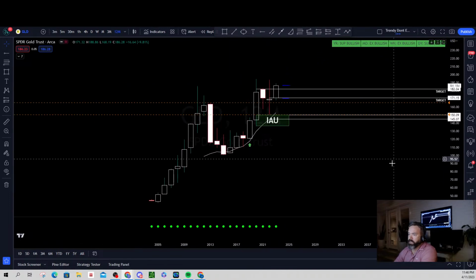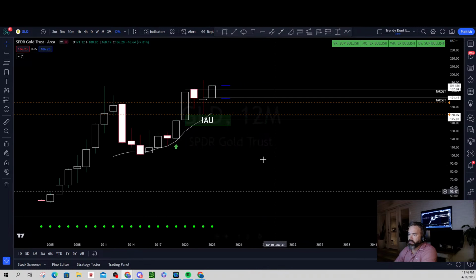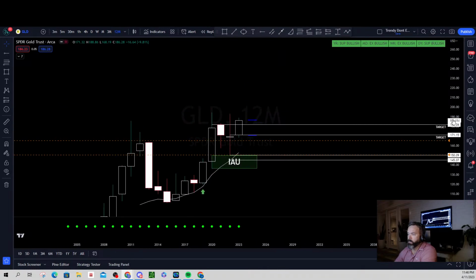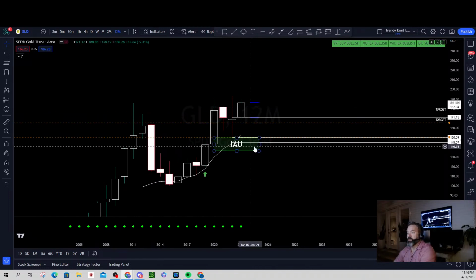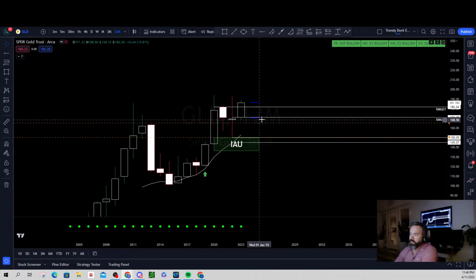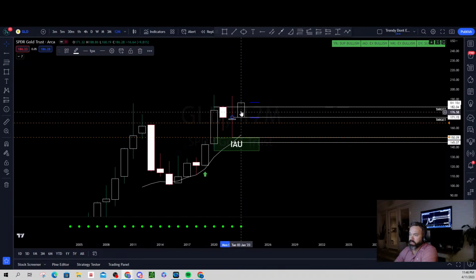And I just want you to take this in for a moment, folks. This is really important. This was my blueprint, and you can see the price came down into a zone. It pushed back in 2022 to the upside.